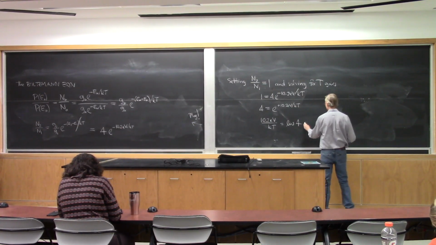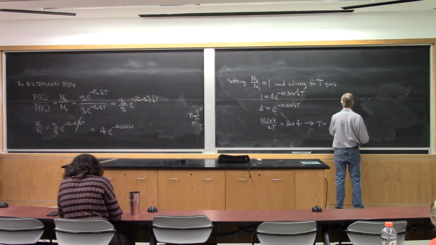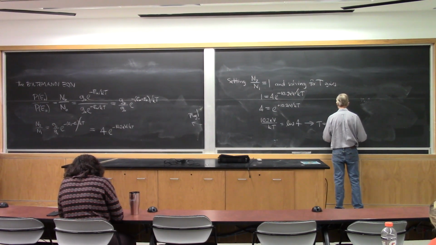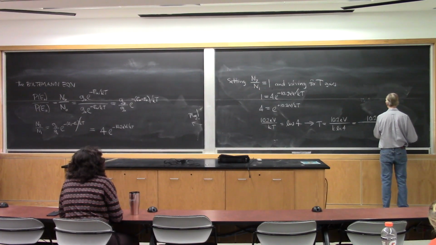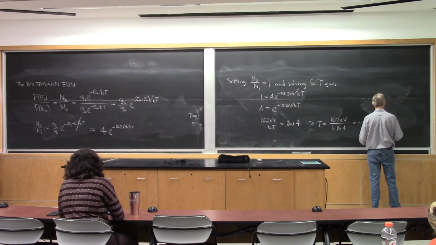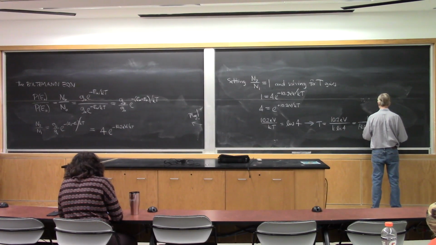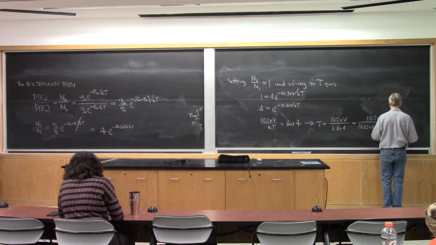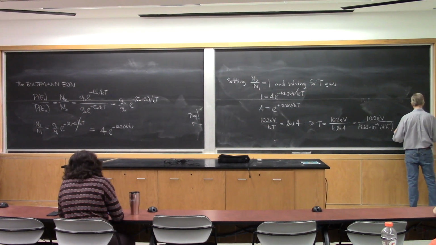And so then this says that T is equal to 10.2 electron volts over k times the natural logarithm of 4. So if we put in the numbers, that's 10.2 electron volts over the Boltzmann constant in terms of electron volts per Kelvin, which is 8.62 times 10 to the minus 5th power electron volts per Kelvin, which I'll write as eV Kelvin to the minus 1, times the natural logarithm of 4.